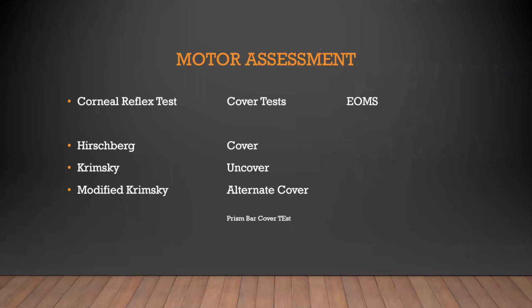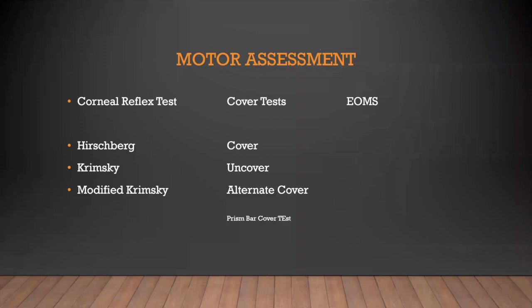Next, what else do you want to look for? Asymmetry of the face is also important. Asymmetry of the face is important for fourth nerve palsy, congenital fourth nerve palsies, which have asymmetric facial features.